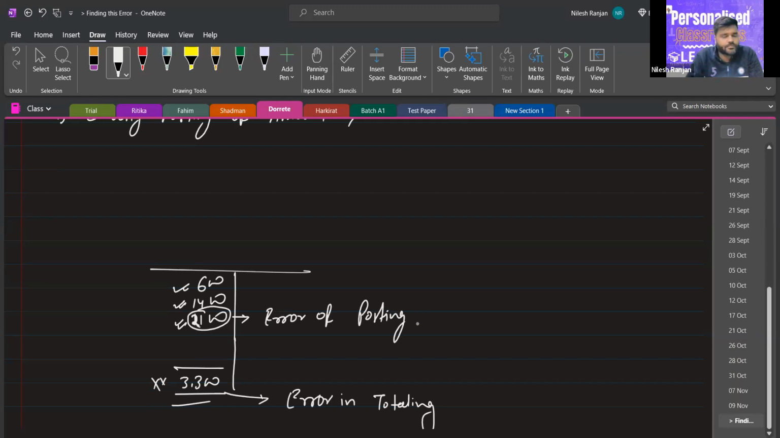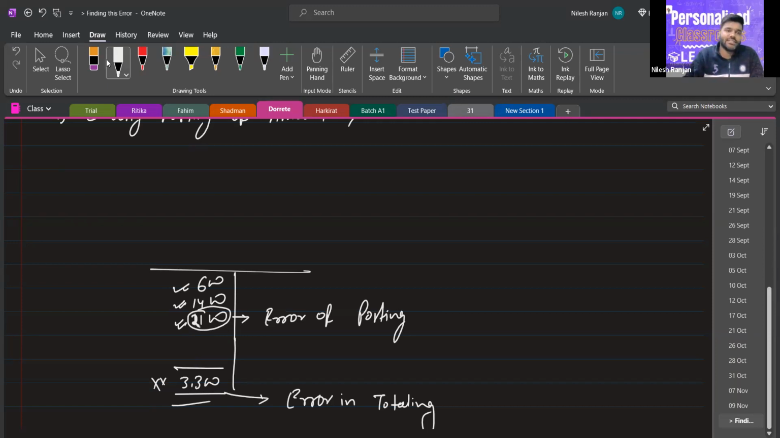Understood? So when we transfer the amount from journal to ledger, and at that time you made a mistake, that is called error of posting. Understood the difference? Yes, sir. So if we do error of posting, then it automatically affects the total too. That's why the solution is almost the same. I told you that the solution is almost the same, but the error is different.